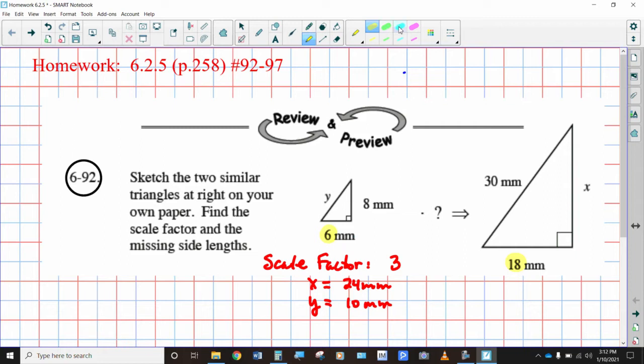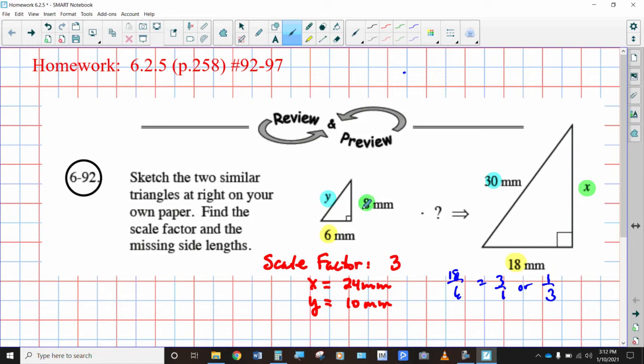The corresponding sides. So the 6 corresponds with the 18, the 8 corresponds with the x, and the y corresponds with the 30. So it's going to be the 8 and the 16, which are going to define our scale factor. So what do you multiply times 6 to give you 18? You multiply 3, right? Well, that's pretty straightforward. Remember, you could have just taken the ratios and then simplified them, and then you could either use 3 over 1 or 1 over 3, depending on which direction you're going.